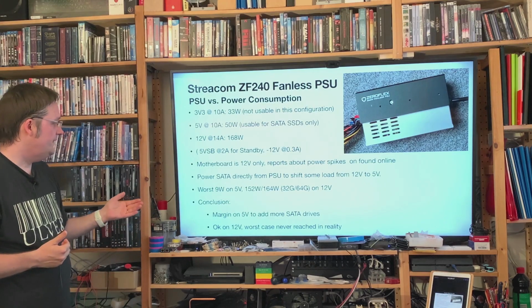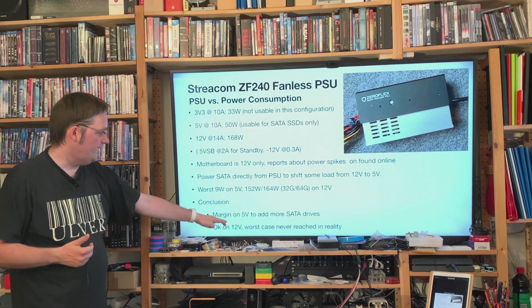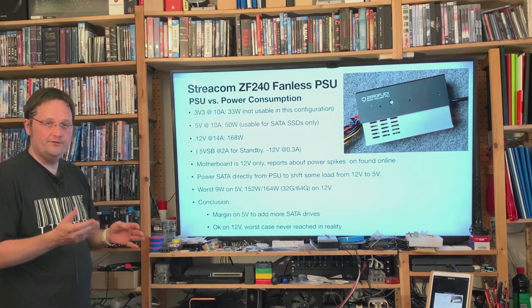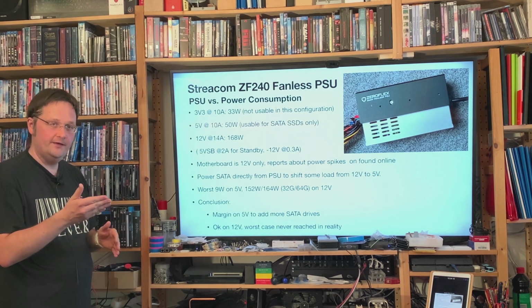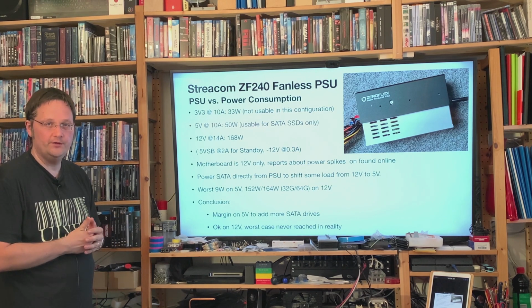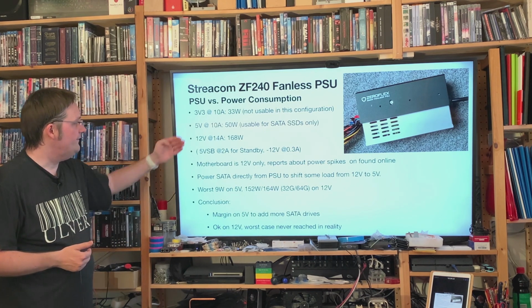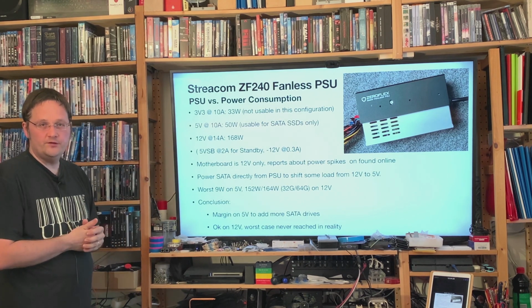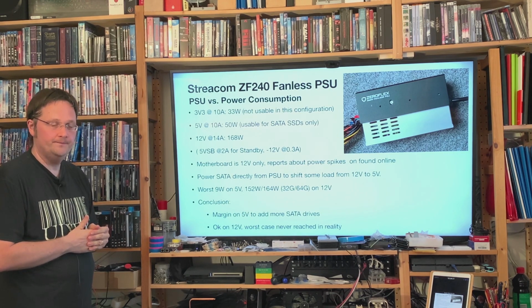What this also means is that we have a margin on the 5 volts. So as I have already explained in the first part of this video series, we have a second Oculink connector where we can connect an additional 4 SATA drives if we wanted to. So here on the 5 volts we have actually left potential, which gives us the possibility to upgrade the system later with another 4 SSD drives.